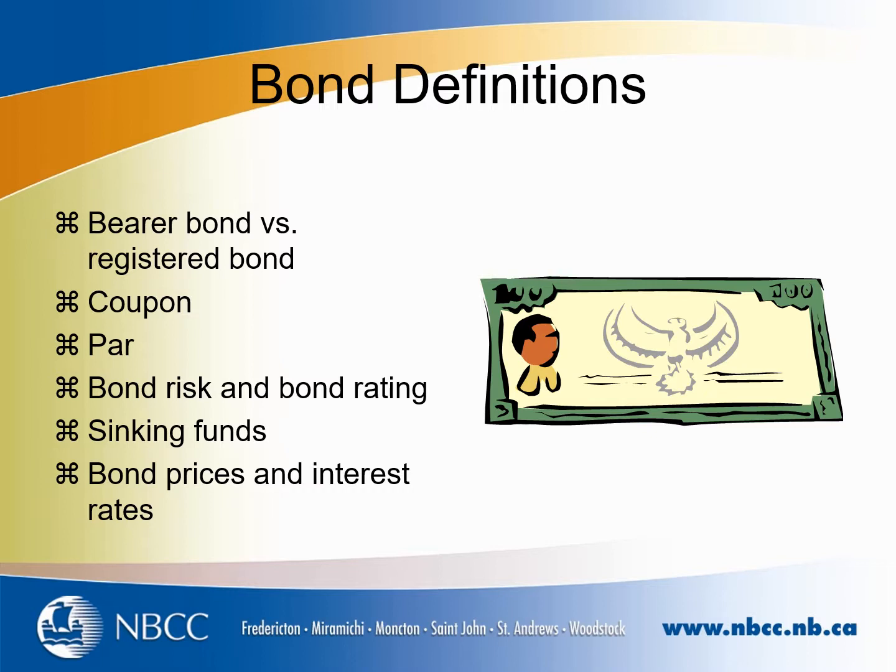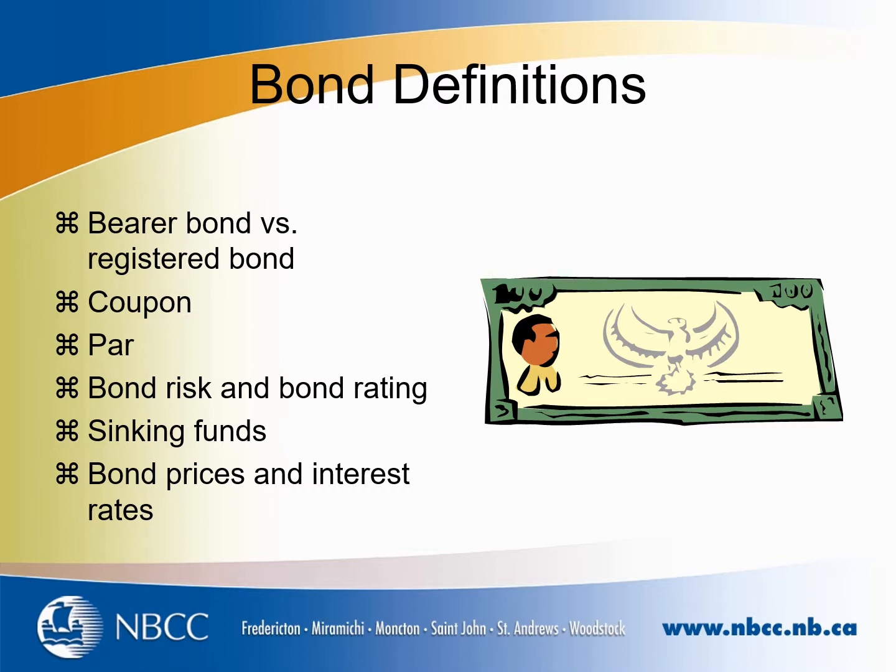The par value is the face value of the bond. So if we have that 8% 5-year bond and we purchase it for a par value of $5,000, that means it's a face value of $5,000. We would purchase it, hold it for 5 years. We would receive 8% of the $5,000 every year in interest or coupon payments. And then at the end of the 5 years, we would receive the $5,000 par value from the issuer.